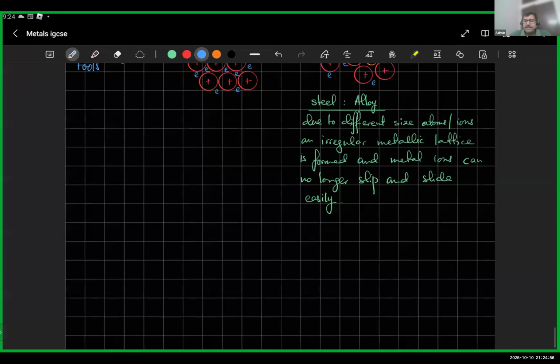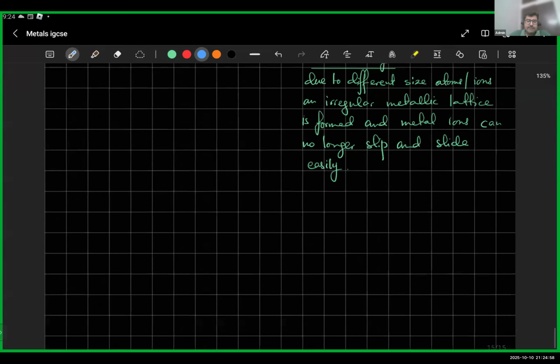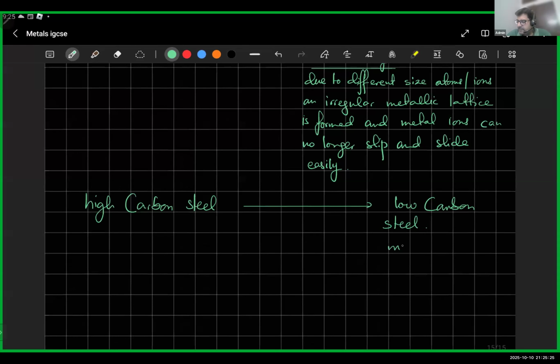Okay. Now the thing is, because it's got so much carbon in it, because in the blast furnace you added carbon to it, you want to get rid of some of the carbon. So what happens is this high carbon steel is supposed to be converted to low carbon steel, which is known as mild steel. That is a more flexible form of steel. If you want to make car bodies out of it, you want something that's more flexible, that can absorb impacts.